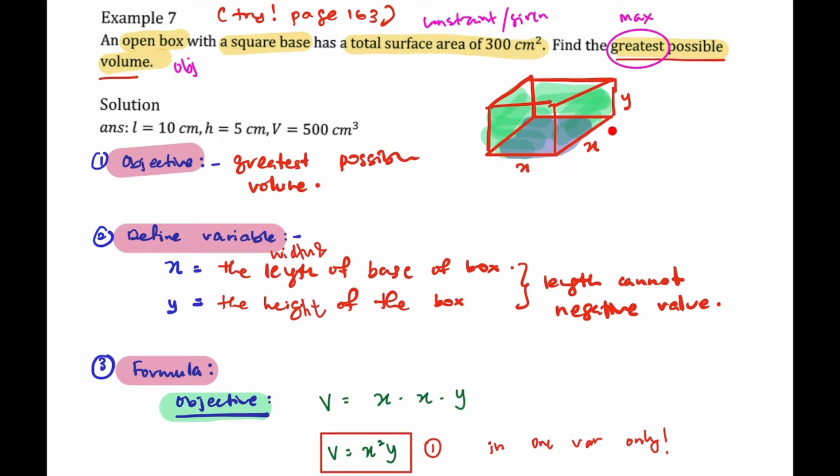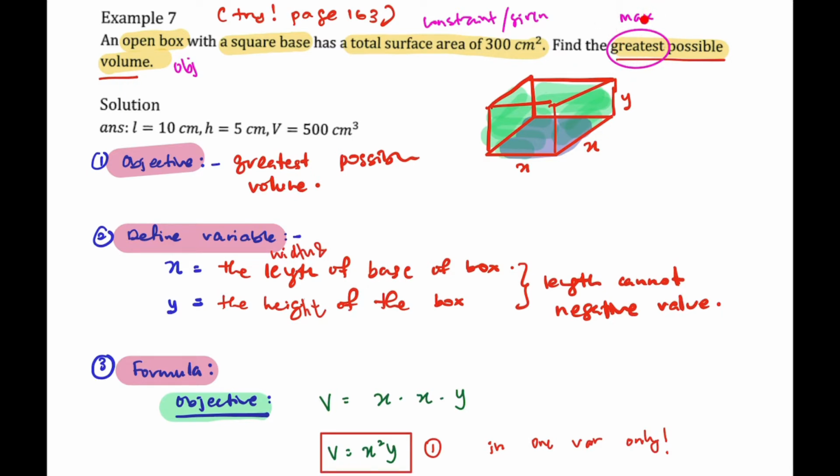Since you have a square base, the length and the width should be the same. So here I use the variable x. And for the height here, let's use another variable. Let's use y. So this is the constraint given, which is total surface area is 300 cm squared. So just keep this first. So this is your objective. Find the greatest possible volume. So the greatest here means maximum.